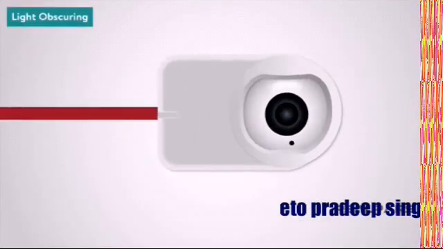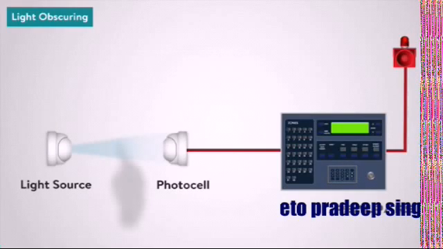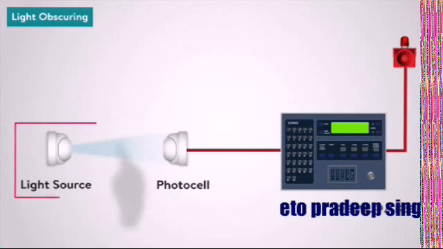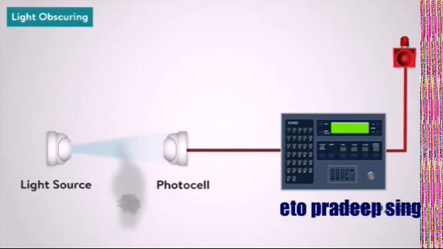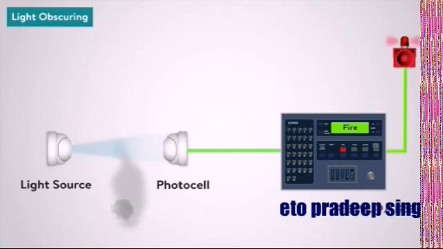In the light obscuring smoke detector, smoke interferes with a light beam between a light source and photocell. The photocell measures the amount of light it receives. The variation in photocell output is being used to initiate an alarm. This type of detection can be used to protect large areas, with a light source and photocell positioned some distance apart.